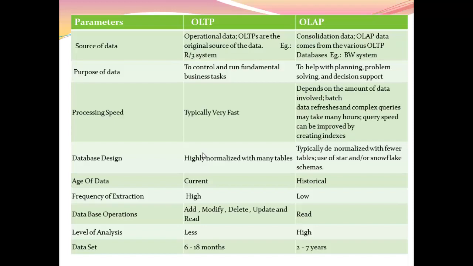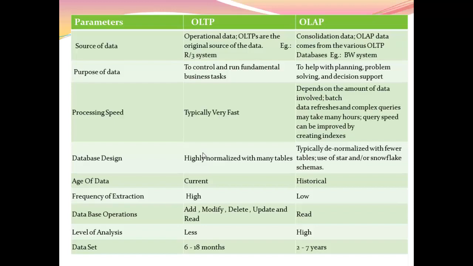Processing speed is typically very fast. In OLAP, it depends on the amount of data involved. Batch data refreshes and complex queries may take many hours. Query speed can be improved by creating indexes. Database design: OLTP is highly normalized with many tables. In OLAP, it is typically denormalized with very few tables, as we are using star schema or snowflake schemas.